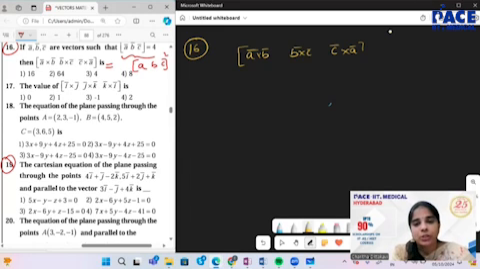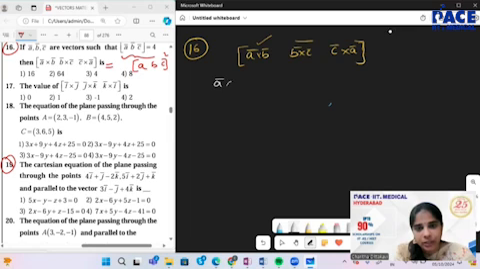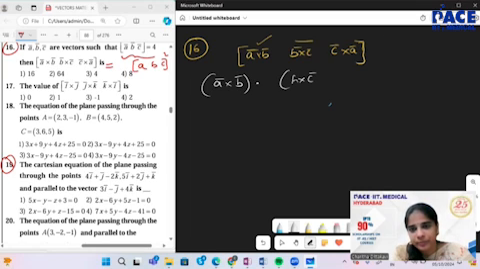Just think about it. Is this a scalar triple product of the 3 vectors? This dot this cross this, right? So let me write A cross B dot B cross C cross C cross A. Understand what I am doing here?